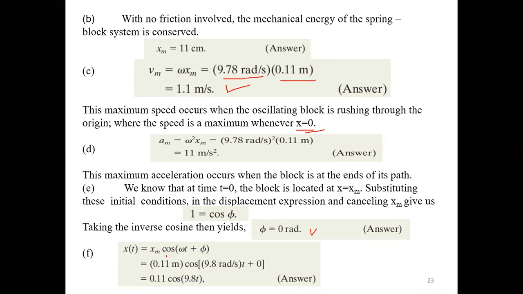And then x(t) is xm cos of omega t plus phi, xm is this, omega is this, and phi equal to 0. So that's the expression.